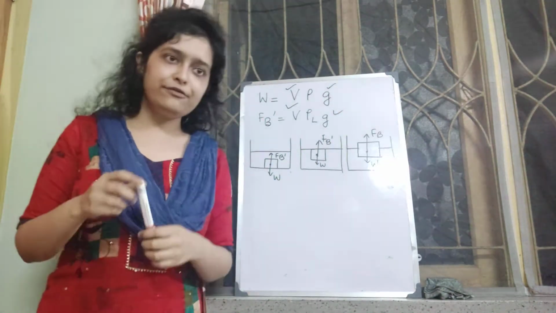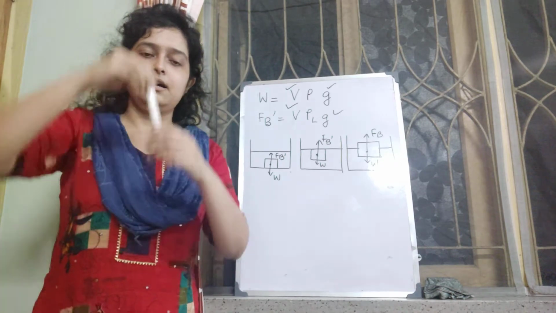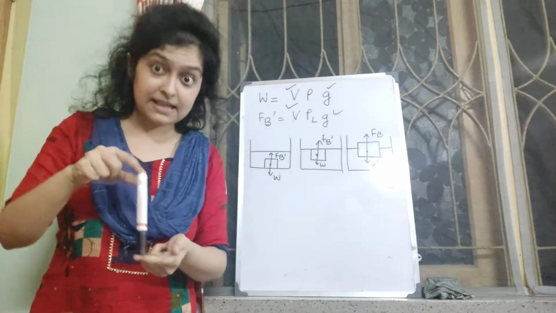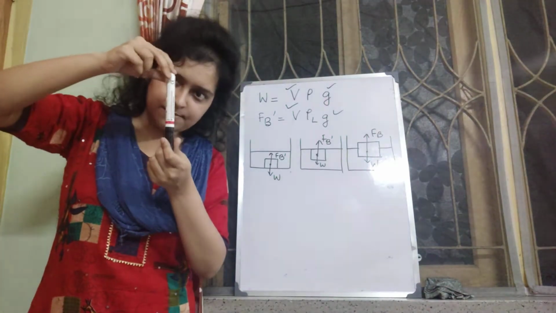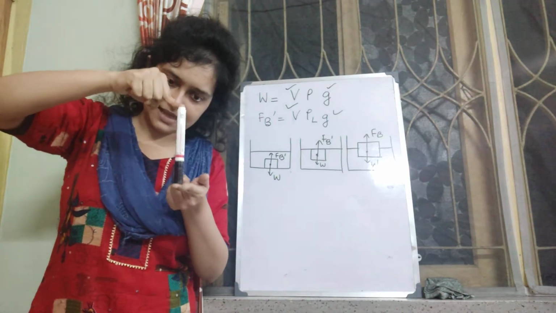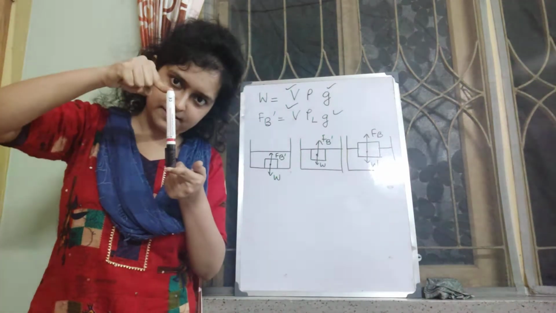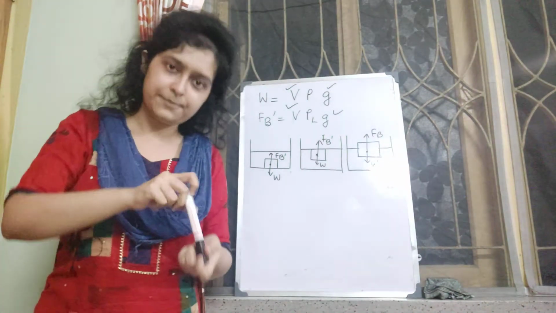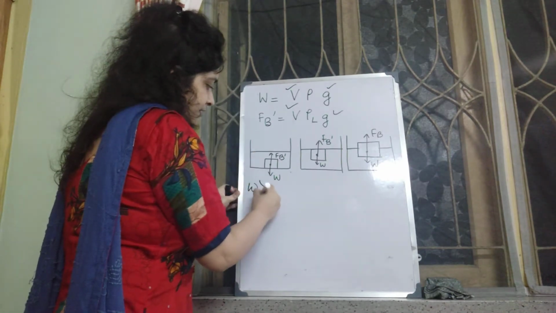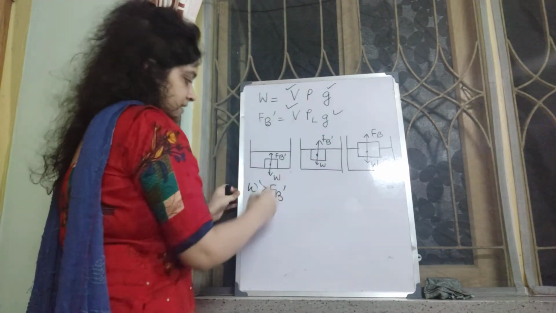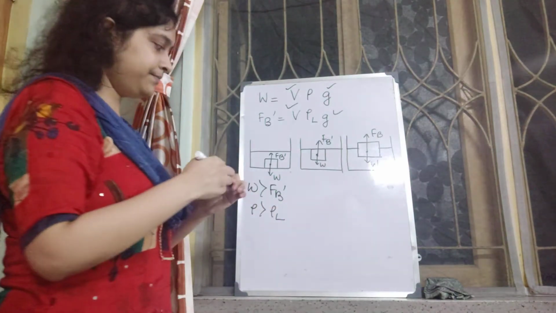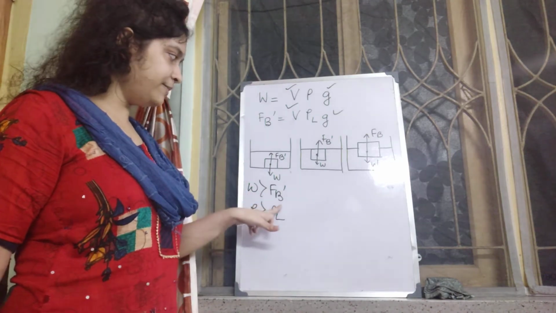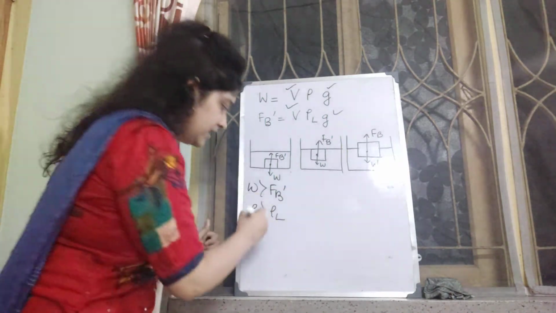Now, what if we find that the downward force is more? That means the weight is more. Suppose on this marker, the downward force is more than the upward force, I am trying to push it upwards. The downward force is more, so ultimately it will move downwards. So if W is greater than FB dash, that means rho is greater than rho L. Density of the solid is greater than the density of liquid, or W is greater than FB dash, then the body will sink.